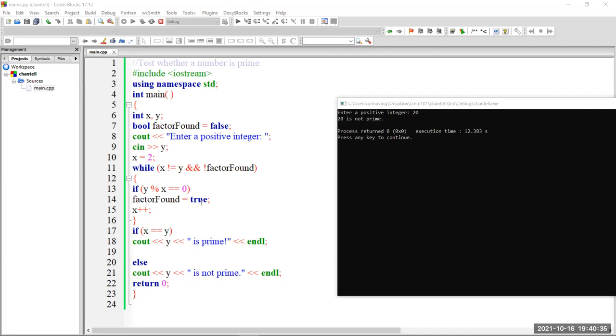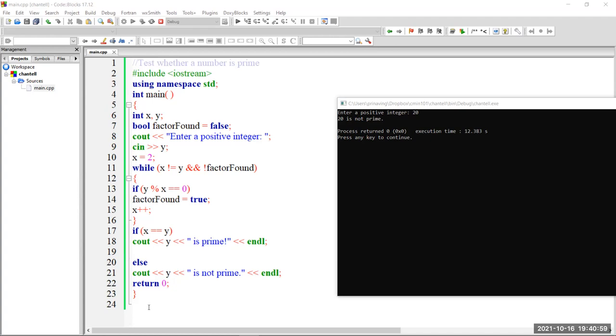You see, a Boolean variable can only be assigned true or false, or 0 or 1. Chantelle, does it make sense? A bit. Okay, you'll have to go through this again.